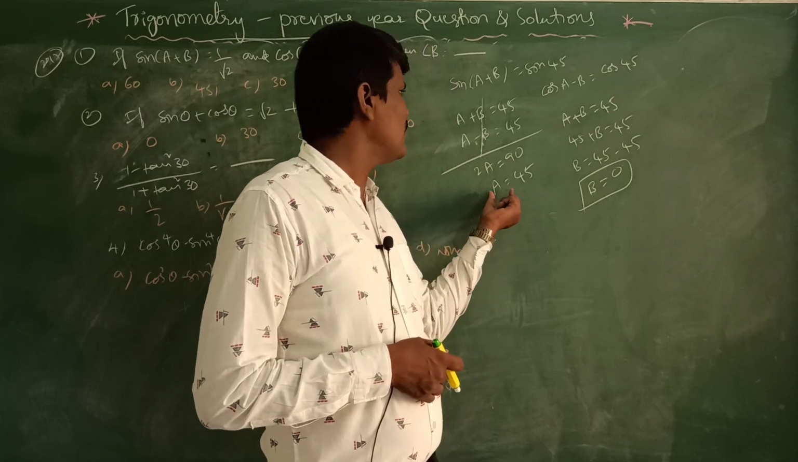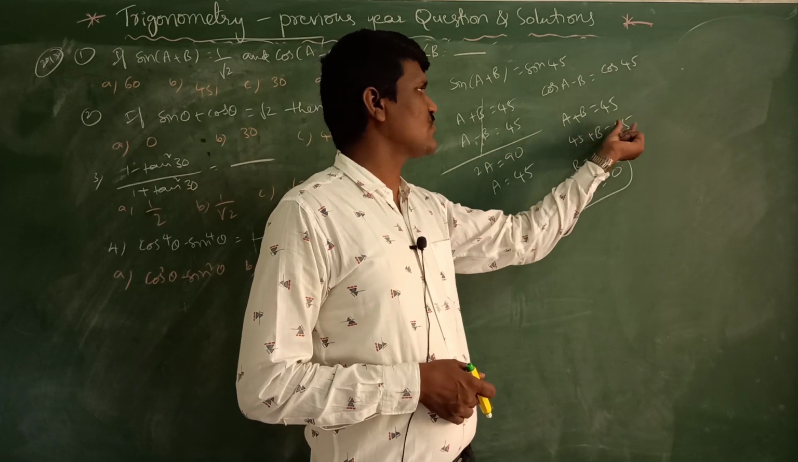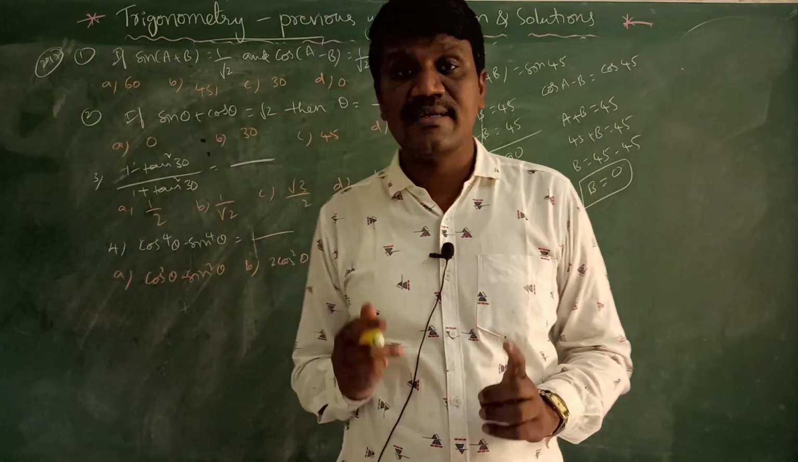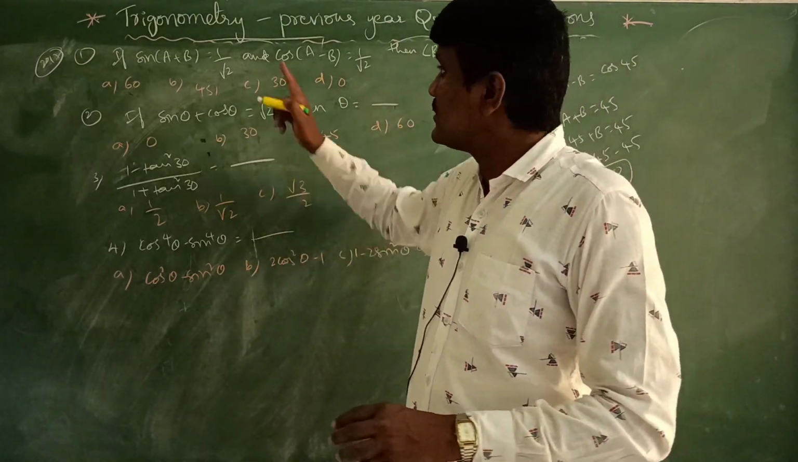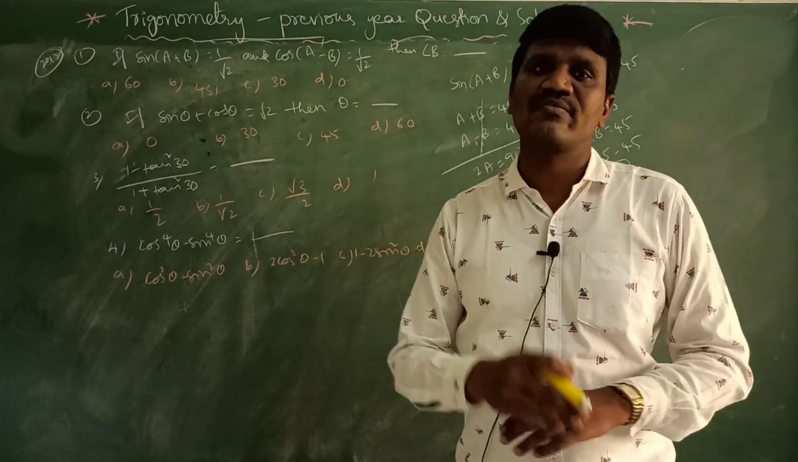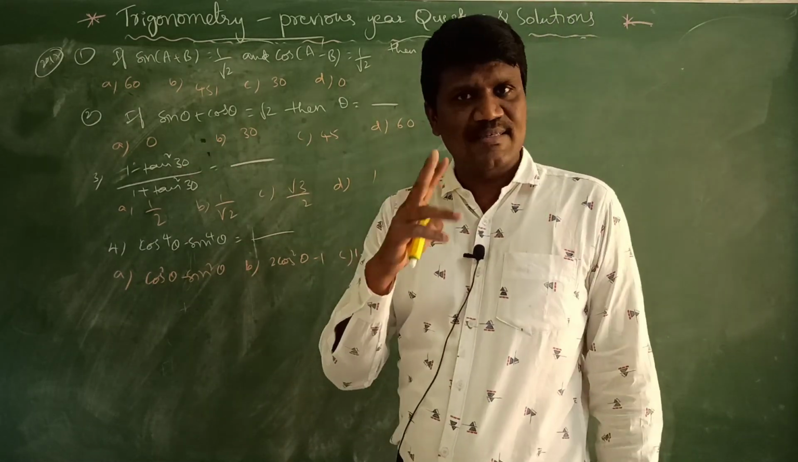So substitute the value into any of the equations. A+B is equal to 45, 45 plus B is equal to 45, then B is equal to 0. Very easy, right? Here only one thing you should understand: the value of 1 by root 2 in sine, you should note that is 45 degrees. Sin 45 is 1 by root 2.